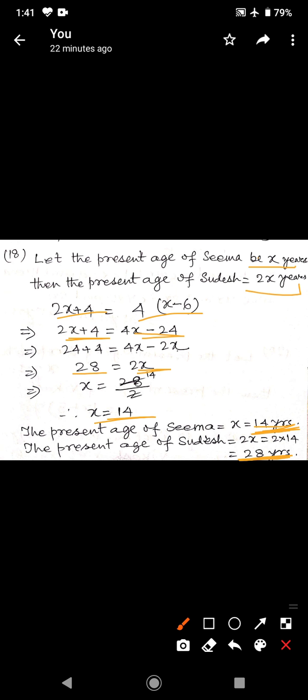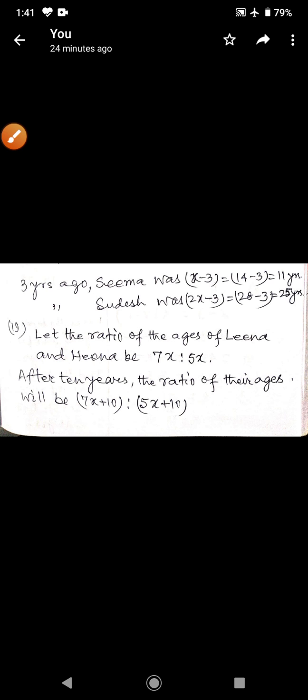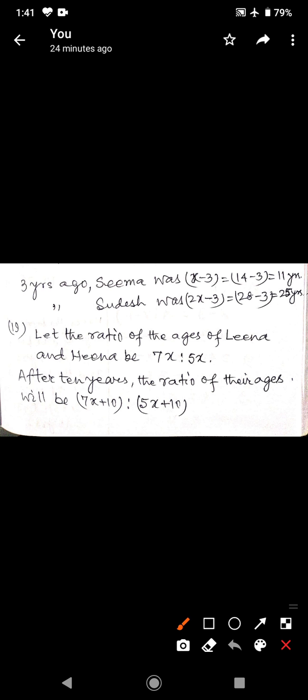therefore x equal to 14. The present age of Seema equal to x years equal to 14 years. The present age of Sudesh 2x years equal to 2 into 14 equal to 28 years. But your question, how old were they 3 years ago? 3 years ago Seema was x minus 3 years, that is 14 minus 3 equal to 11 years. 3 years ago Sudesh was 2x minus 3 equal to 28 minus 3 equal to 25 years.